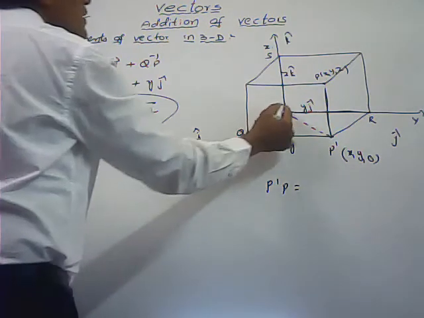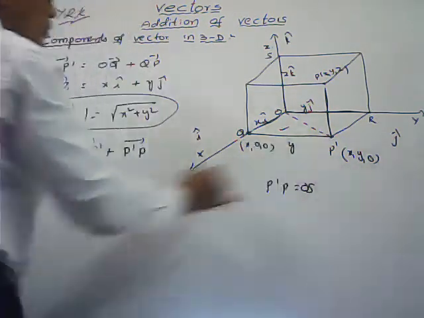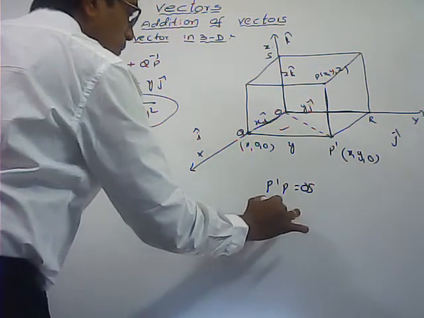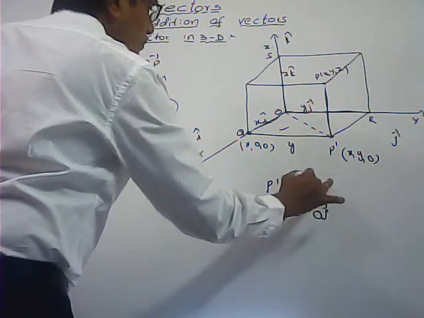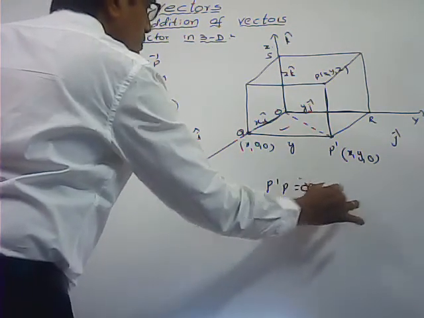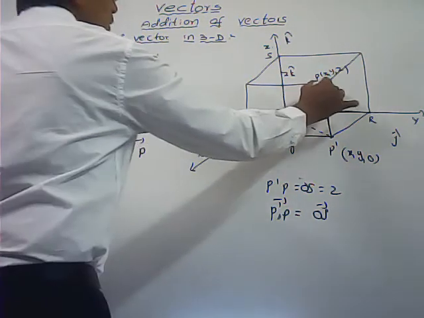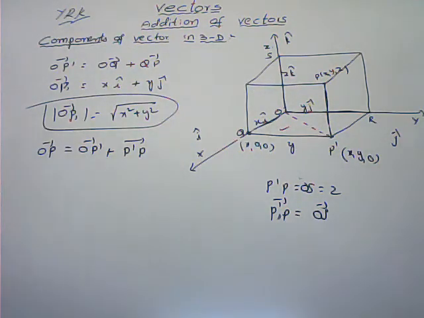And what is the modulus of OS? Here both the modulus are the same. So here both are equal vectors. P dash P bar is equal to OS bar. Both the magnitudes are the same, that is equal to Z. Both are parallel and their magnitudes are the same. So both we can say equal vectors.